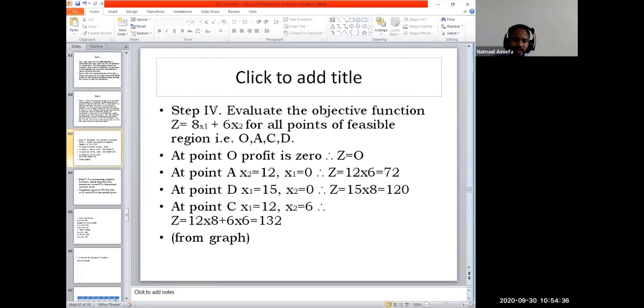You have to evaluate the objective function, 8x1 plus 6x2, for all points of the feasible region.